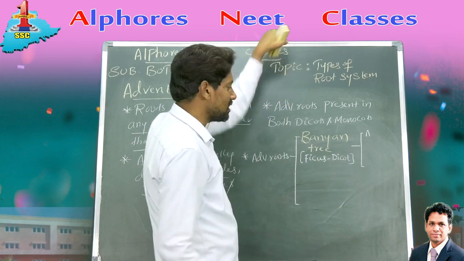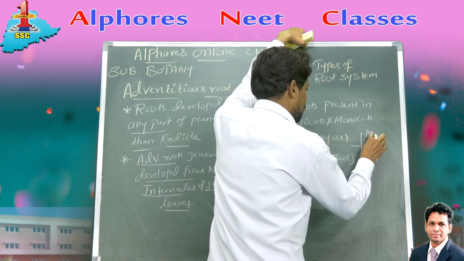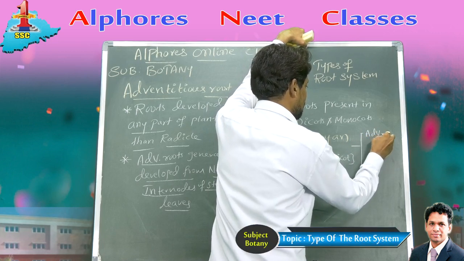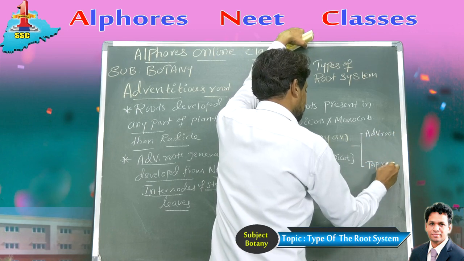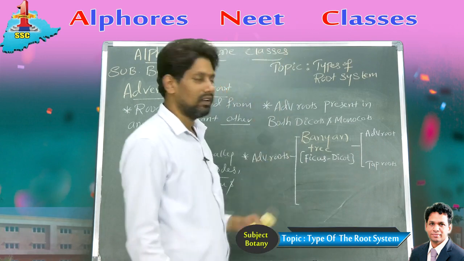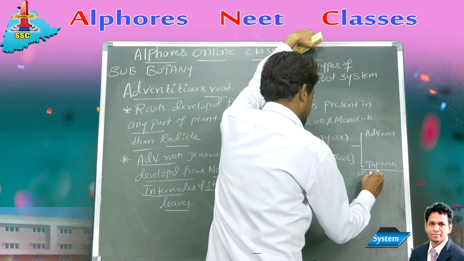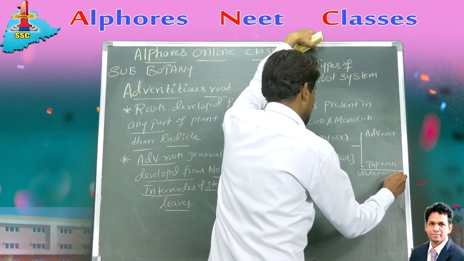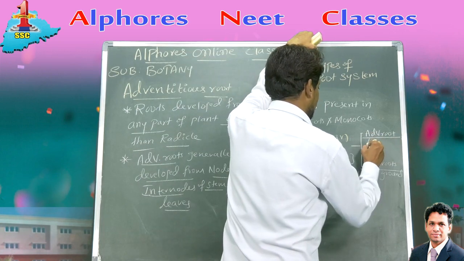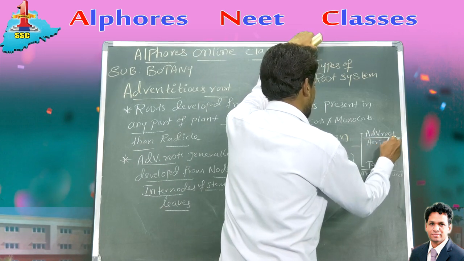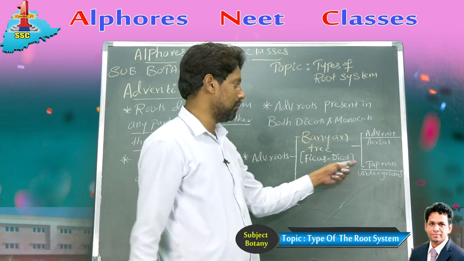This banyan tree contains taproot as well as adventitious roots. What and what does it contain? It contains taproots as well as adventitious roots. Is it okay? Right. These taproots are underground. In the case of the banyan tree, is the taproot underground or aerial? Underground. Whereas these adventitious roots are aerial. Which roots are aerial? Adventitious roots are aerial.